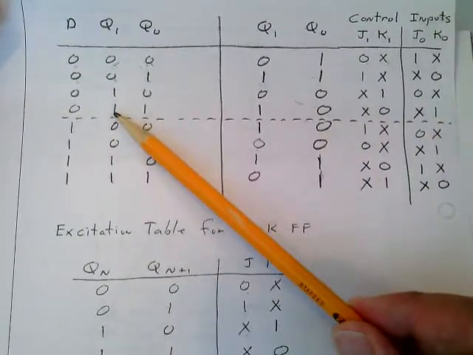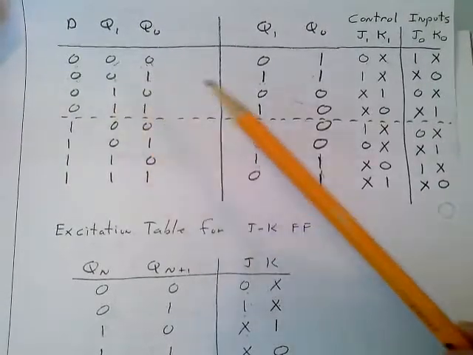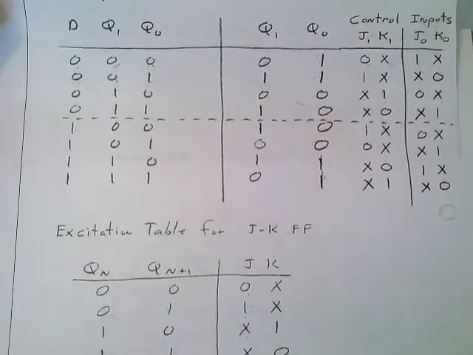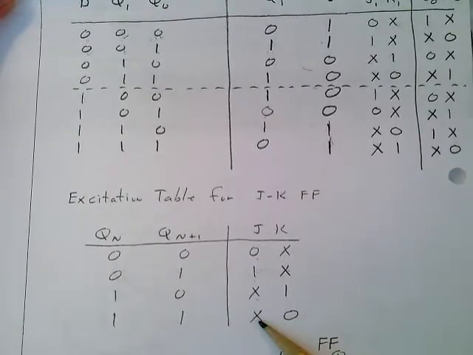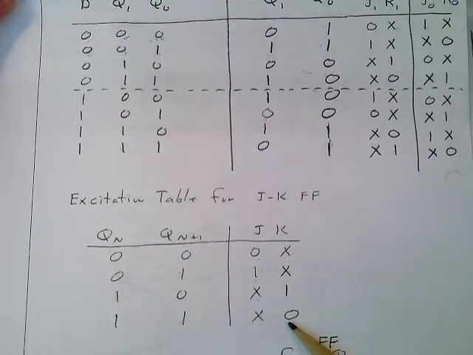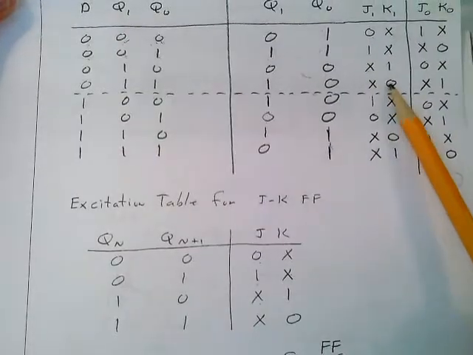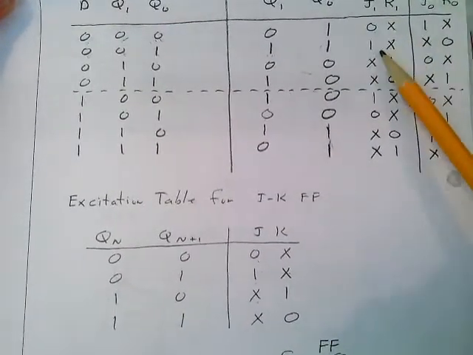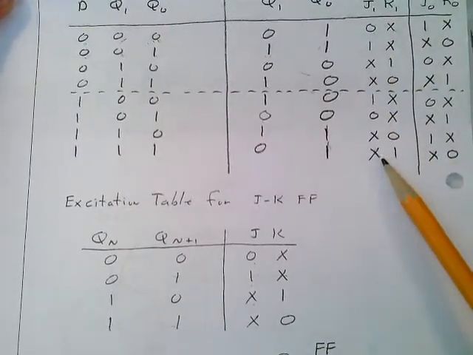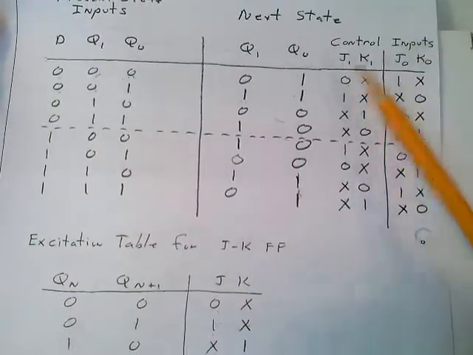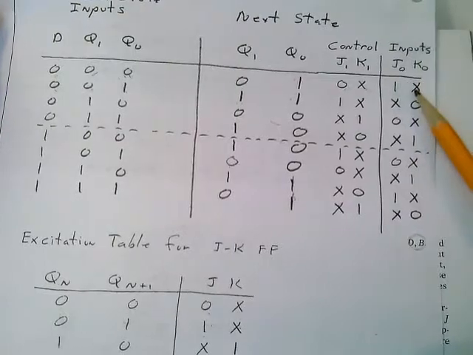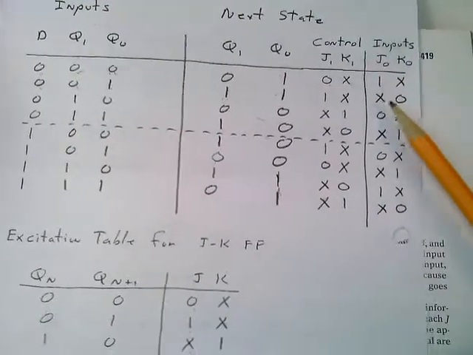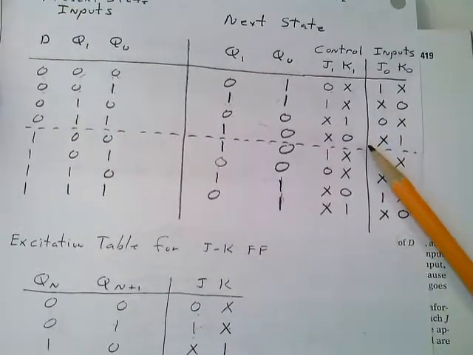And if Q1 is a 1, and the next state it stays at a 1, J's a don't care, and K's a 0. And you take your time and you fill this in. Now, I want you to go ahead and put these headings in if you don't have it in your notes. And I want you to do this last one. Very carefully go through and see if you get the same result I do.